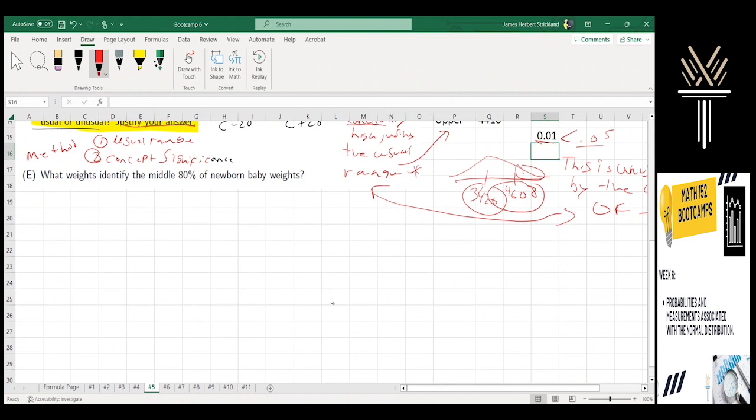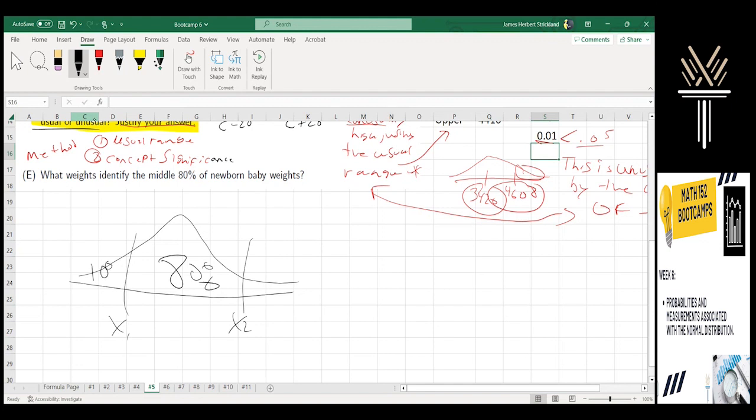All right. We want to find the middle 80%. So we've got two bounds, x1, x2, with 80 in the middle. Well, the whole thing makes 100. That means that these two sides are each 10, because 10 and 10 make 20, and 20 and 80 make 100. So from x1's perspective, what's to the left? Just 10%.